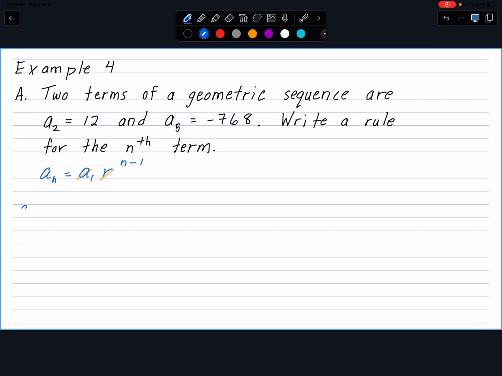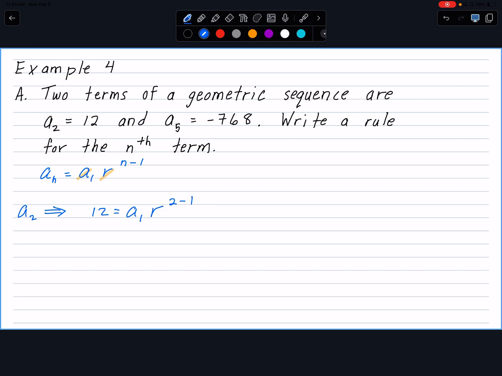Equation number 1 is for the second term. So let's see, we've got the second term equals 12. And we find that by taking the first term, multiplying it by the common ratio raised to the n minus 1, where n in this case is the second term, so 2 minus 1. That's our setup for our second term.